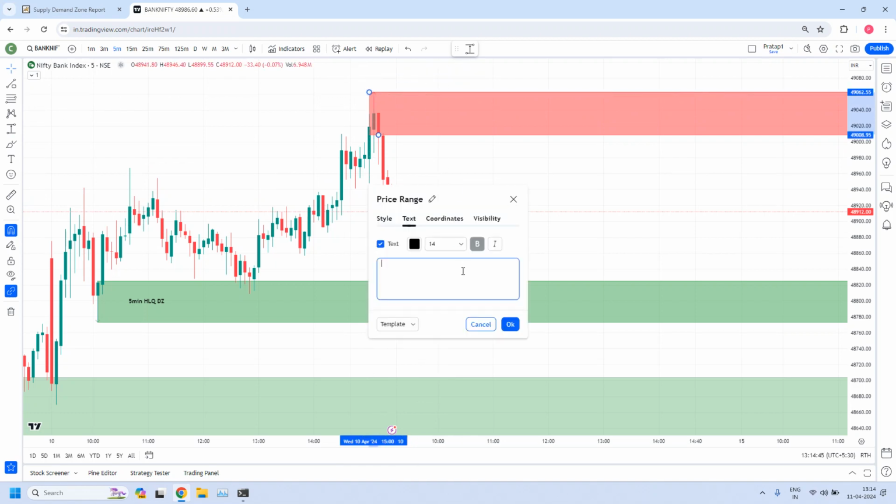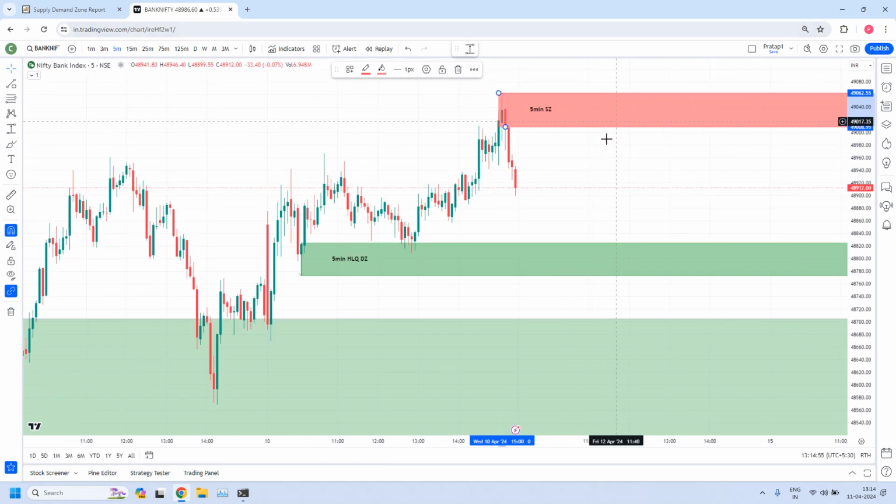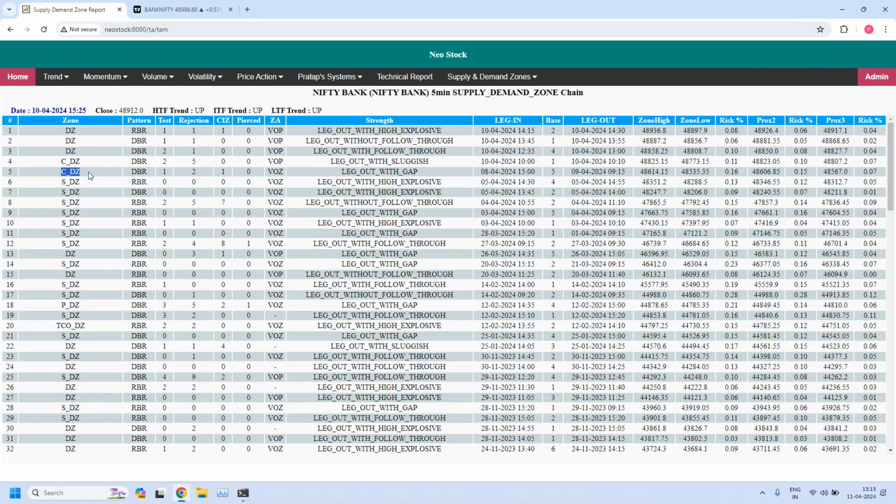So for the time being, as a reference, I am calculating this as a 5 minute supply zone. If this area is violated, definitely Bank Nifty will go to all-time high again. But initially you can expect a range between these two for tomorrow's trading point of view. If one of these zones is violated, like this supply zone, again Bank Nifty will go to the new all-time high. If this high liquidity is violated, it will go to the next high liquidity. What is the next high liquidity? The next one. There is one more high liquidity.